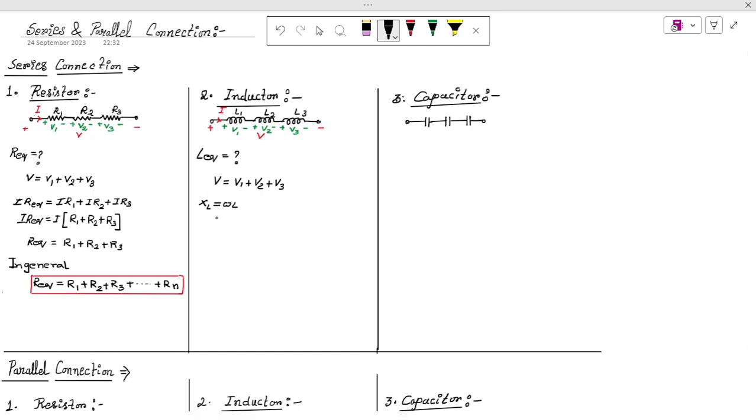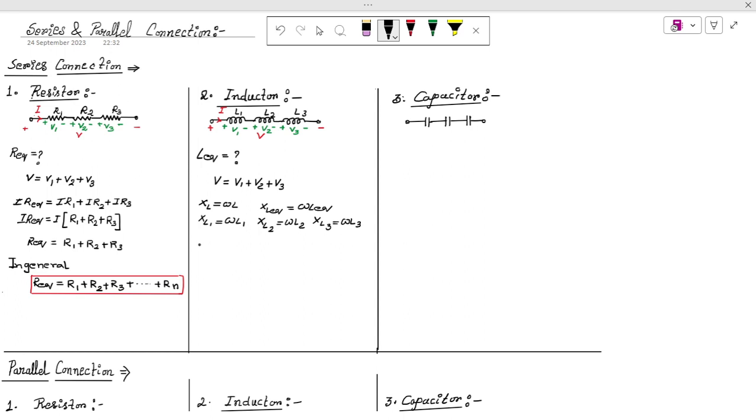So similar way you can find for the L1, that will be XL1 equals omega L1, XL2 equals omega L2, XL3 equals omega L3. So XL equivalent, that will be omega L equivalent. So very simple. Okay.